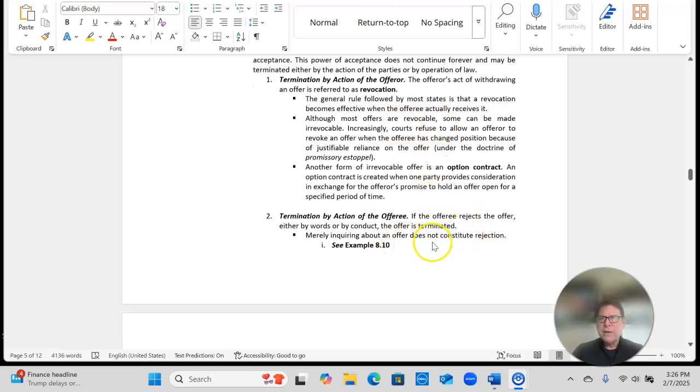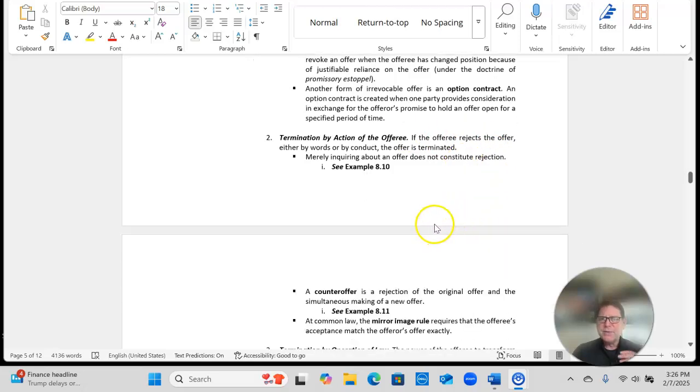Well, if the offeree rejects, they can just flat out reject. No, I will not. So I offer to purchase your boat for $50,000 if you promise to sell it. No, I do not want to sell my boat for $50,000. I reject. That's rejection. Terminates the offer.